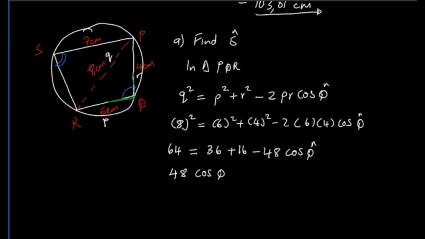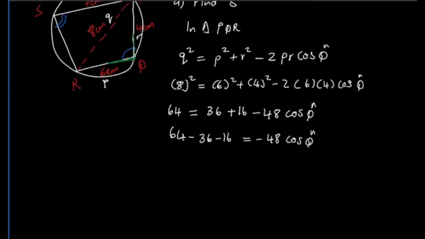So now this will be 64 minus 36 minus 16, and then it equals negative 48 cos Q. What is 64 minus 36 minus 16? That is 12. Let's divide everything by negative 48. Therefore, what is your answer there?